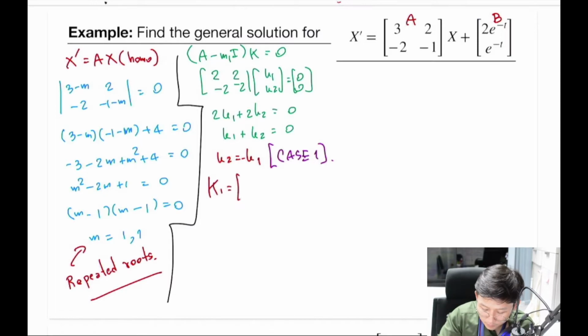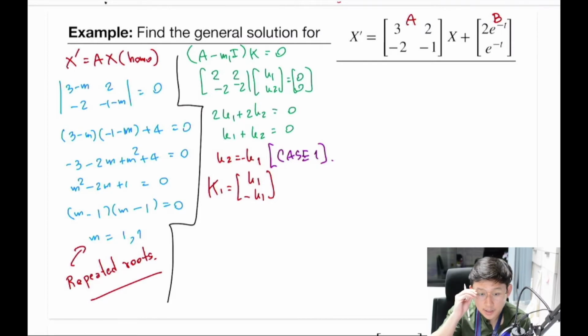Our big K would be K1 and minus K1. You can pick K1 as 1, right? And it's going to be 1 and minus 1, right? But in this case, I'll pick it as 2. You can pick 1, of course, and it works completely fine.